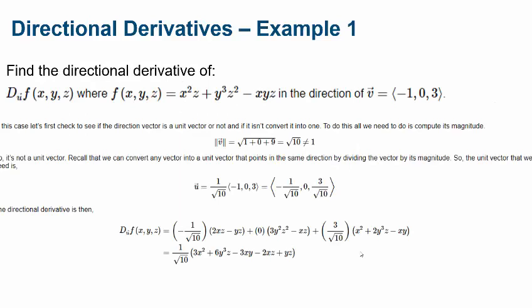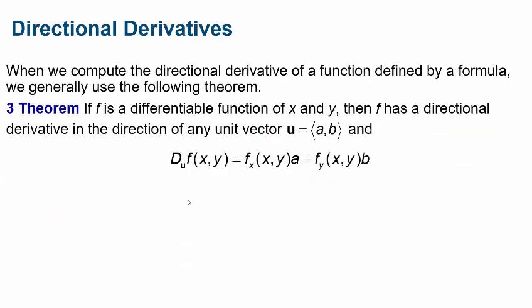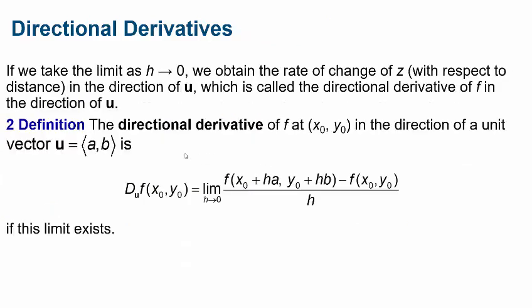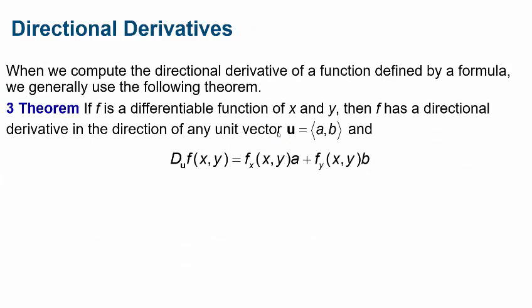Let's do a quick example. Let's find the directional derivative of the following, where we have a function of three variables. If you go back, I've defined everything in two variables, but it's easily expandable to three variables, piece of cake. Our function f of x, y, z is x squared z plus y cubed z squared minus xyz, in the direction of this vector with components -1, 0, 3. This formula only works when you have a unit vector, so that's important. Remember, you have to check to make sure that it's a unit vector.